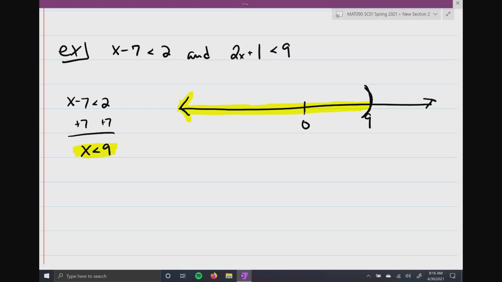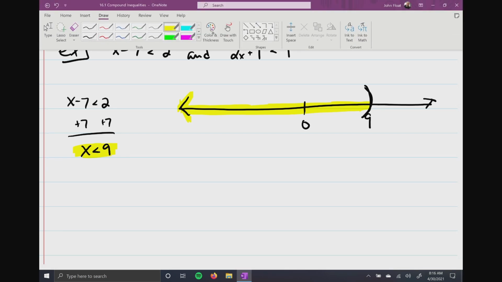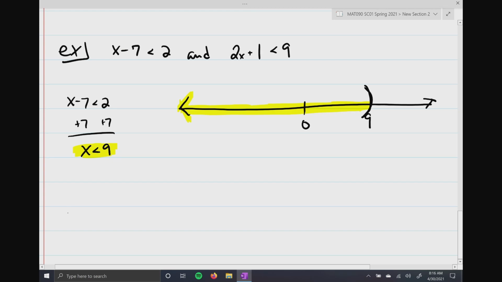Next, I will do 2x plus 1 is less than 9. So subtract 1 from both sides. Get out of the garbage, please. Thank you, sir. So I do 2x is less than 8. And then I will divide both sides by 2 to give me x is less than 4.